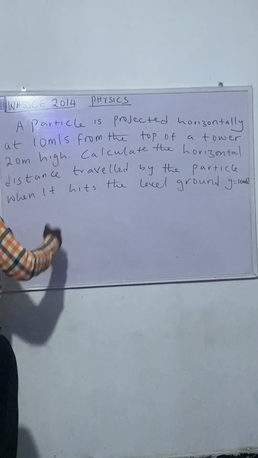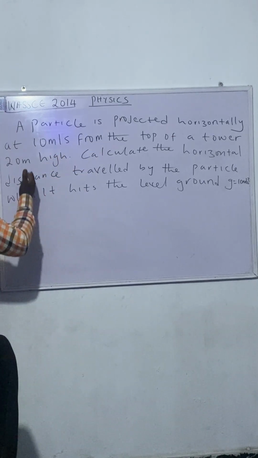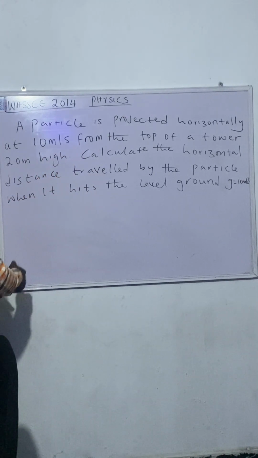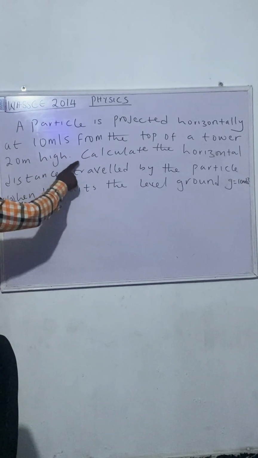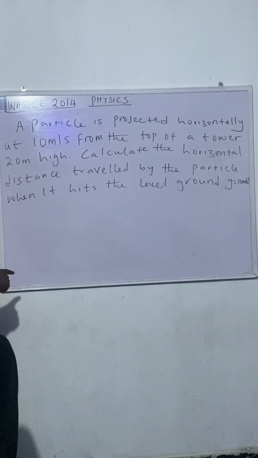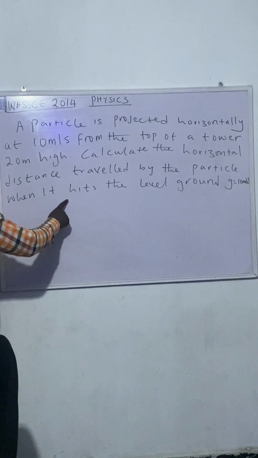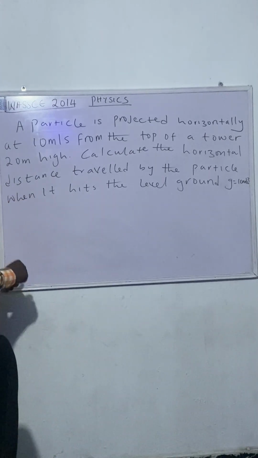A particle is projected horizontally at 10 meters per second from the top of a tower 20 meters high. Calculate the horizontal distance traveled by the particle when it hits the level ground.